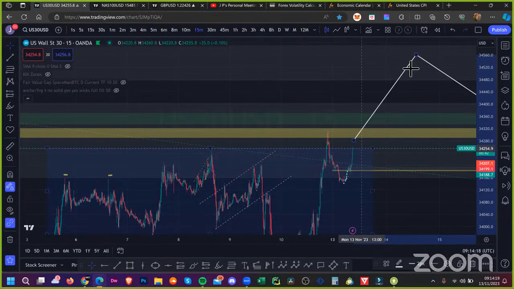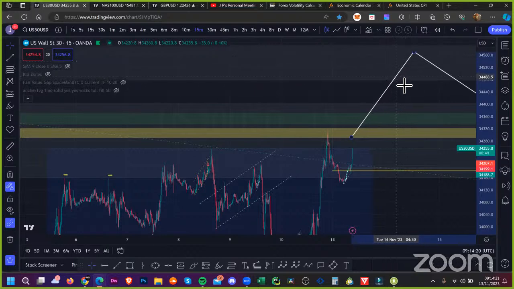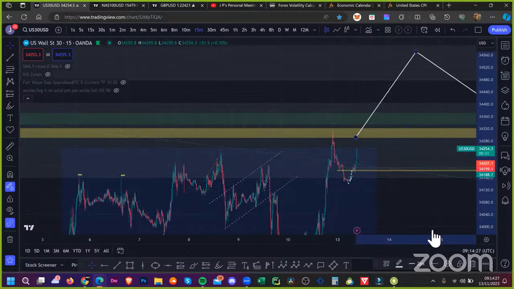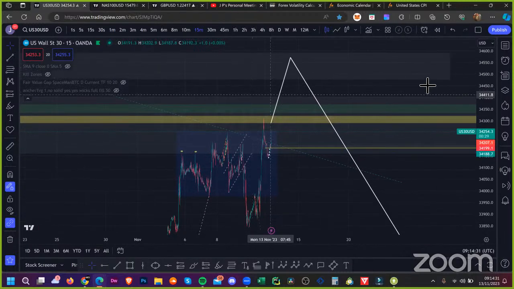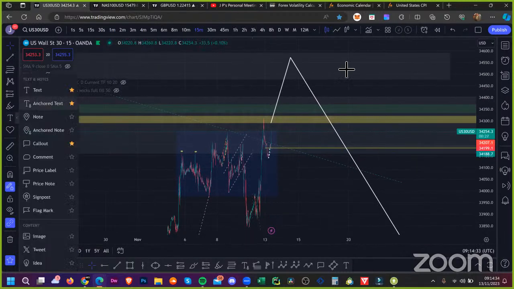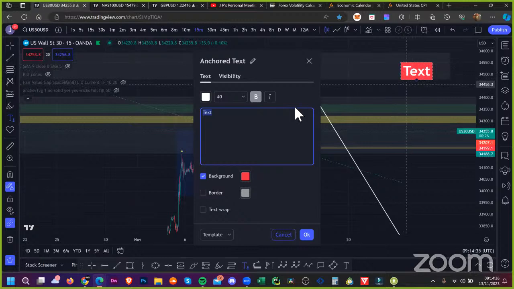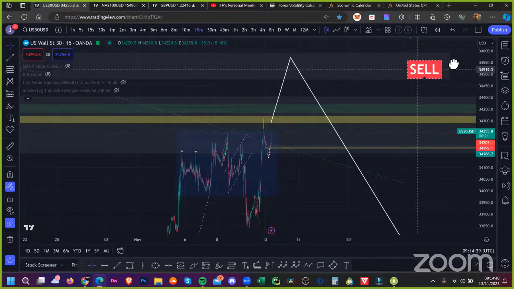I personally think this is what it wants to do first. We might see it come back down, close the imbalance, and do something else, but we shall see. Ultimately, we know that we prefer to be in this trade for the sell. I thought I put it on here, but maybe I put it on the wrong thingy-majig, the one that is an anchored text. Ultimately, we want to be in this for the sell.